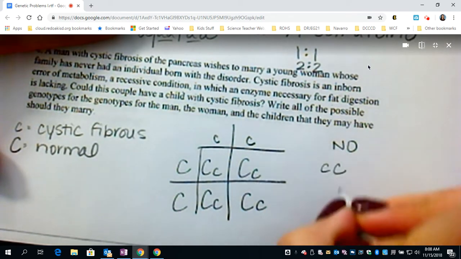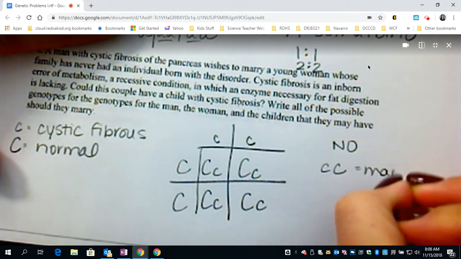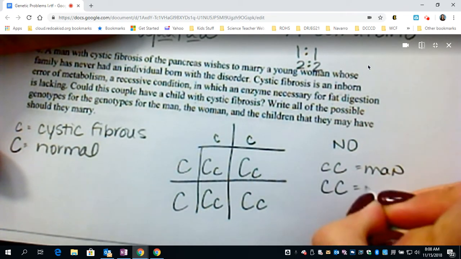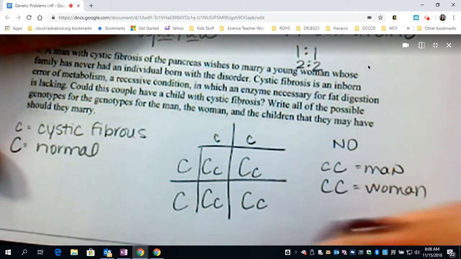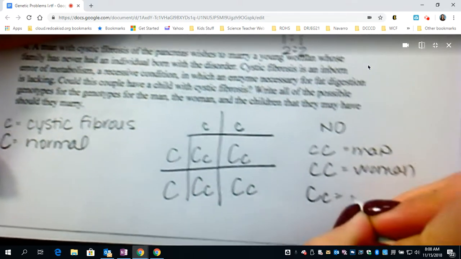So the man is this, the woman is this, and the children would have to be capital C, little c.